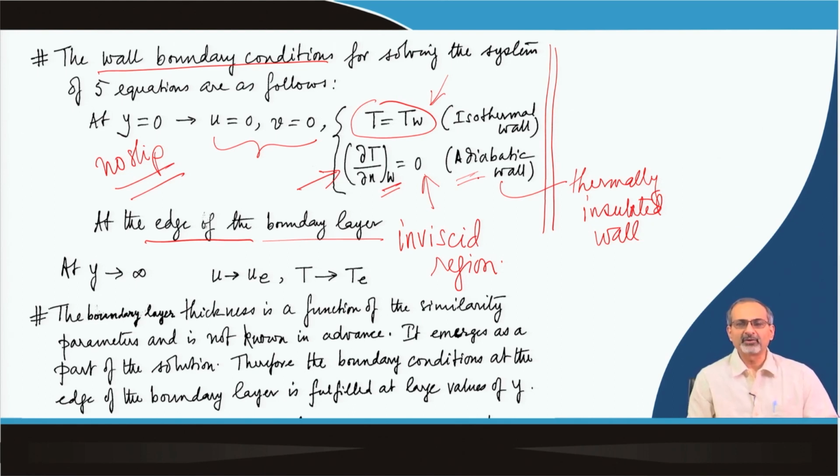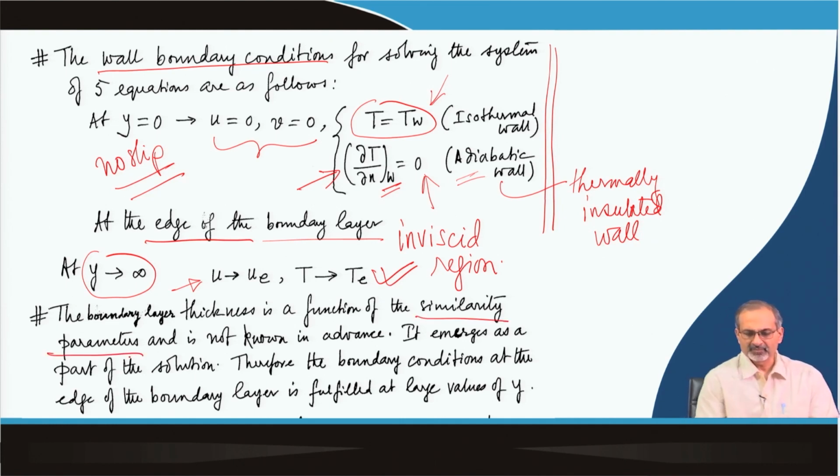Now, moving to the edge of the boundary layer, which would happen at a large value of y, which is not known a priori, of course. So, y tending to infinity, we should be able to asymptotically reach this condition that u tends to u e and T tends to the free stream temperature that we are working with. So, it is basically the free stream static temperature. Now, the boundary layer thickness will turn out to be a function of the similarity parameters, and it is also not known in advance. It emerges as a part of the solution.